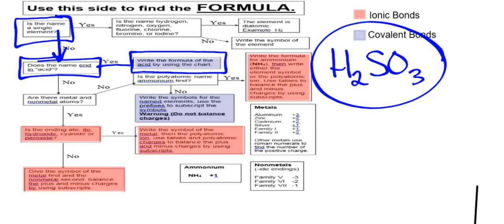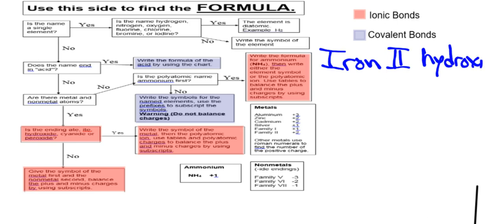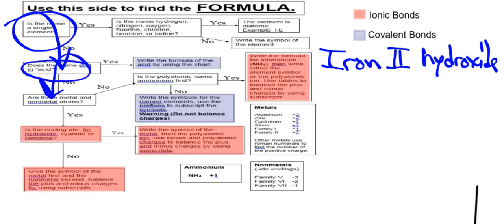So here we go. 77 says iron something. What's the iron what? A 3? 2. All right, so there's Roman numeral 2, and then what? All right, thank you. Iron 3 hydroxide. Please stick with me. Is this the name of a single element? No. Does it end with acid? No, it ends with hydroxide.